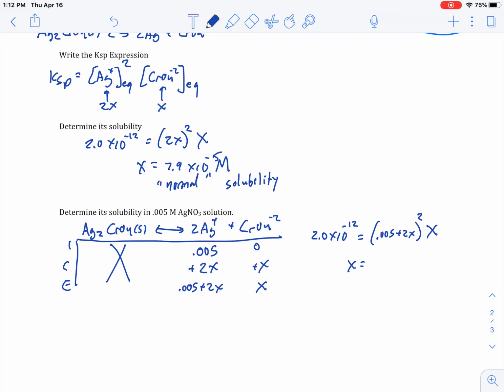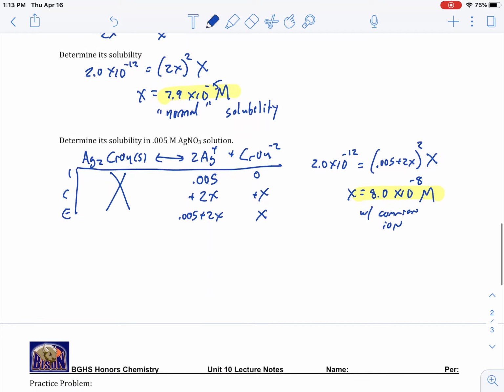Okay, so x is now 8.0 times 10 to the negative 8th molar. So this is the solubility with a common ion. Note the difference. The solubility has changed drastically. We had a common ion present, and now it's significantly lower. And that's the point. Common ions lower the solubility.